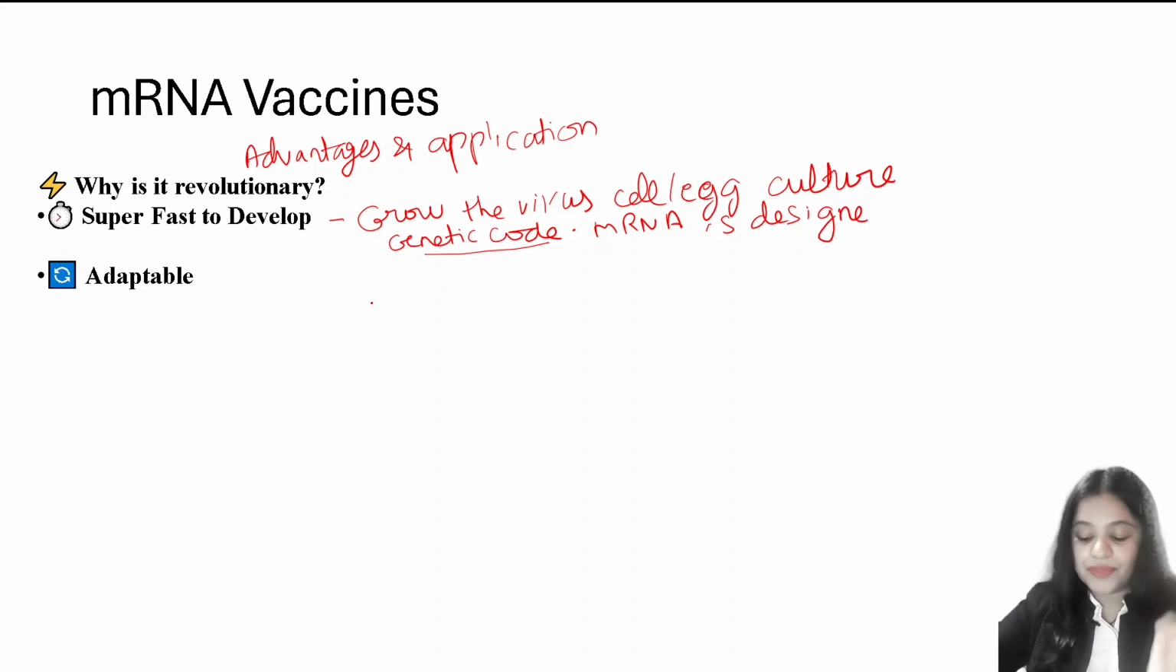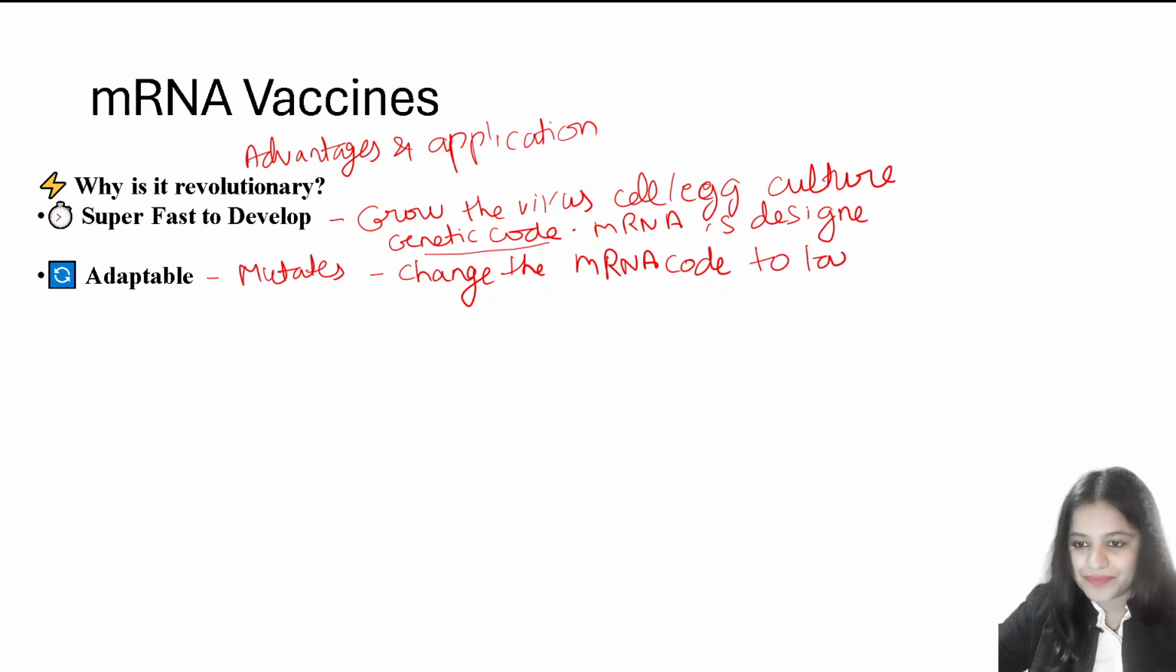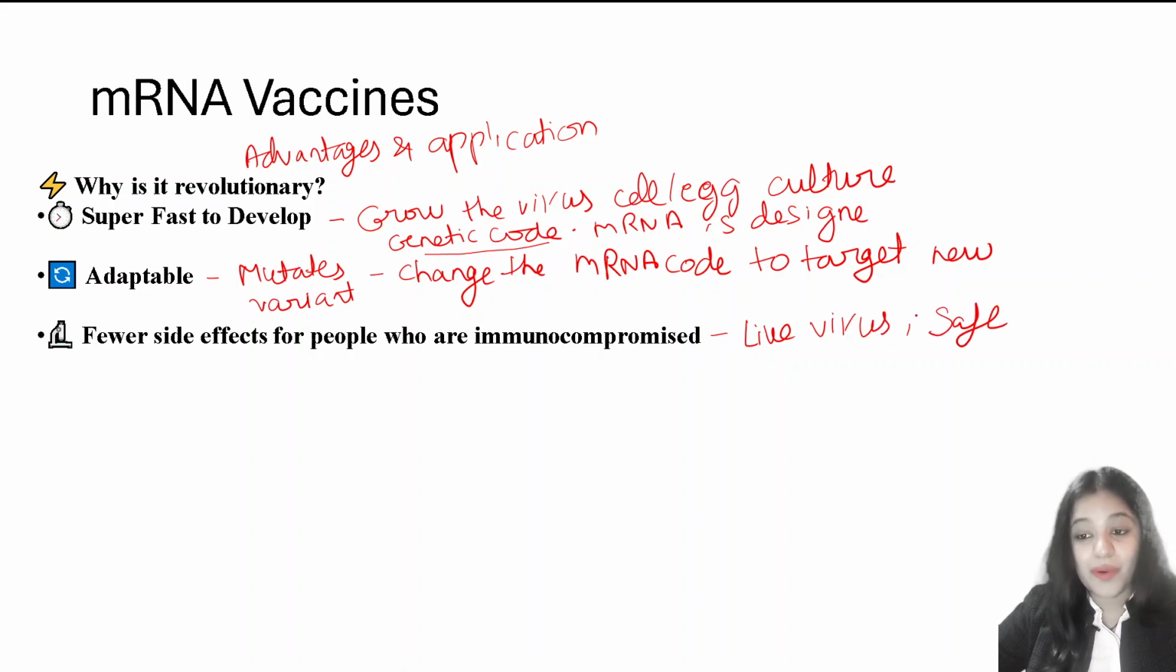Second, it's quite adaptable. Even if the virus mutates, you can change the mRNA code to target the new variant. That's why it's extremely adaptable. Next, it has fewer side effects for people who are immunocompromised. Obviously, it doesn't contain any live virus. So, it's very safe. You know why? Because, as we have seen before, it is producing harmless protein in our body. Those harmless proteins are only training our immune system. So, it has fewer side effects for people who are immunocompromised.